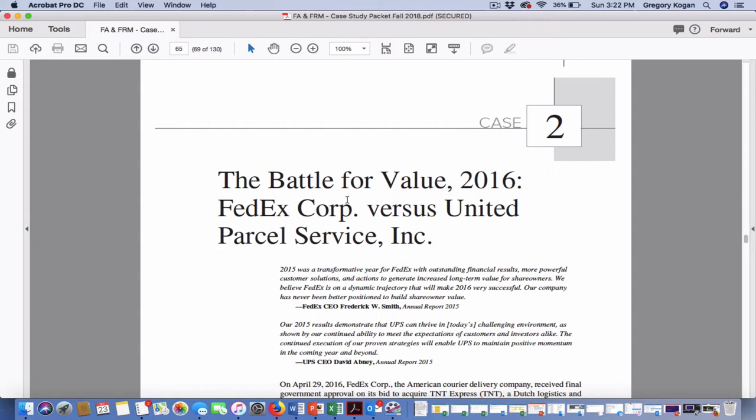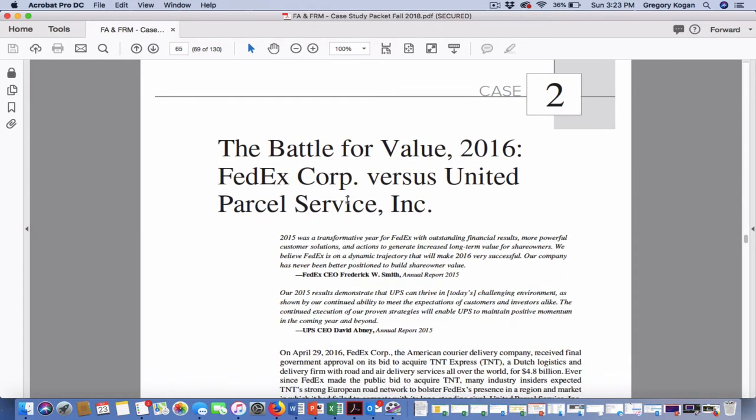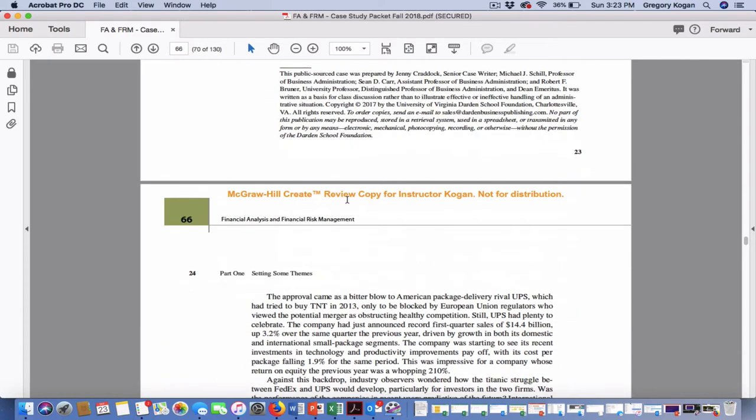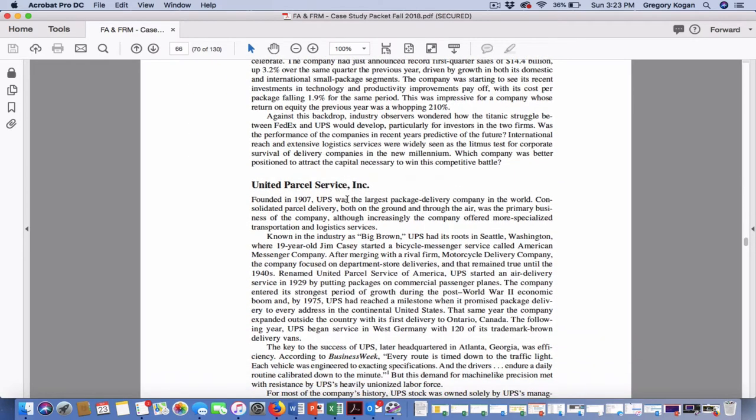Looking at the case study for this week, we're going over the battle for value, FedEx versus United Parcel Service, UPS. And what we're looking at in this case study is, first of all, to go over what is UPS, what is FedEx, really big shipping companies in the U.S.